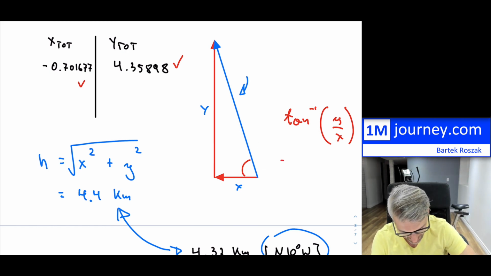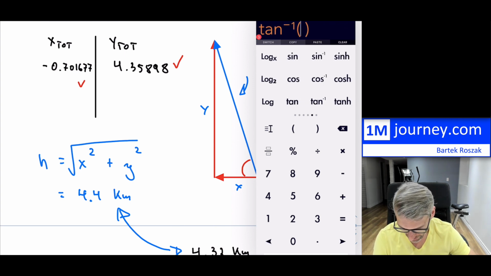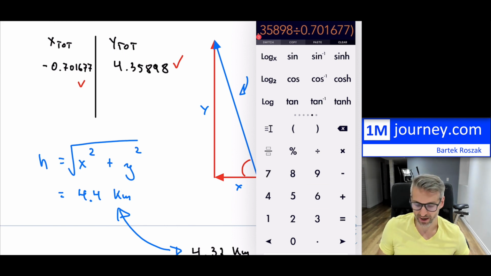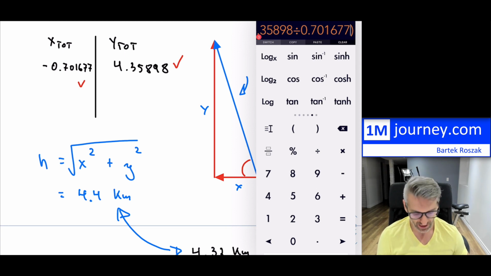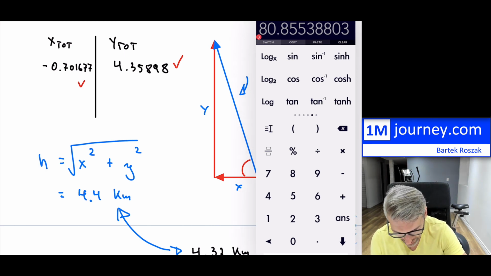So let's see what this gives us. If I plug this in, I'm going to use tan inverse of 4.35898 divided by 0.701677. Now you might ask, why am I not putting in the negative? Because I just want the angle within the triangle. For angles within triangles, there are no negative numbers for the sides; the sides are all positive. And this will give me just this angle right here. Notice it's 80.85.